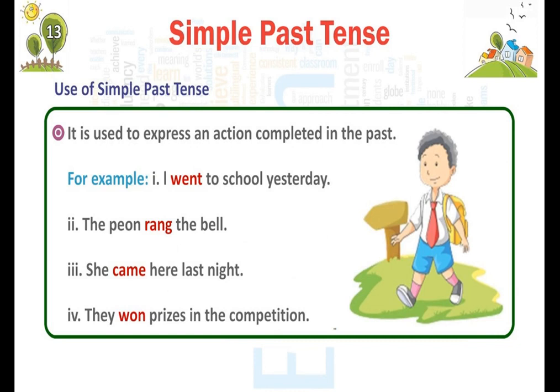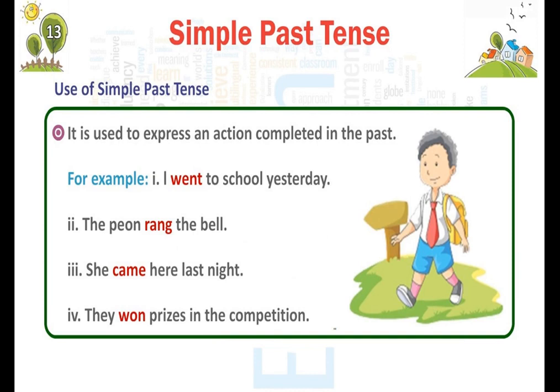Now we can see some examples of the simple past tense, where we express the action. In the previous examples we saw the time, and now here we will see the action. The first example is: I went to school yesterday. "Went" is in the past. Here it is showing the action, while in the previous examples it was a specific time.